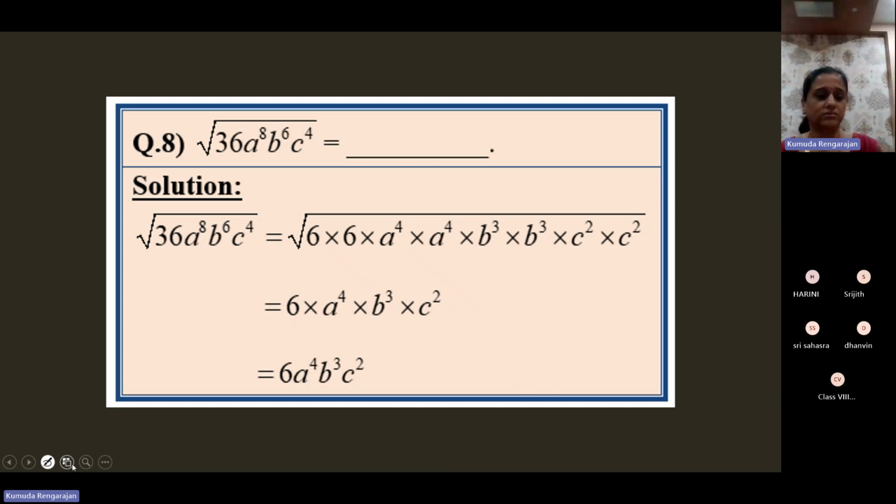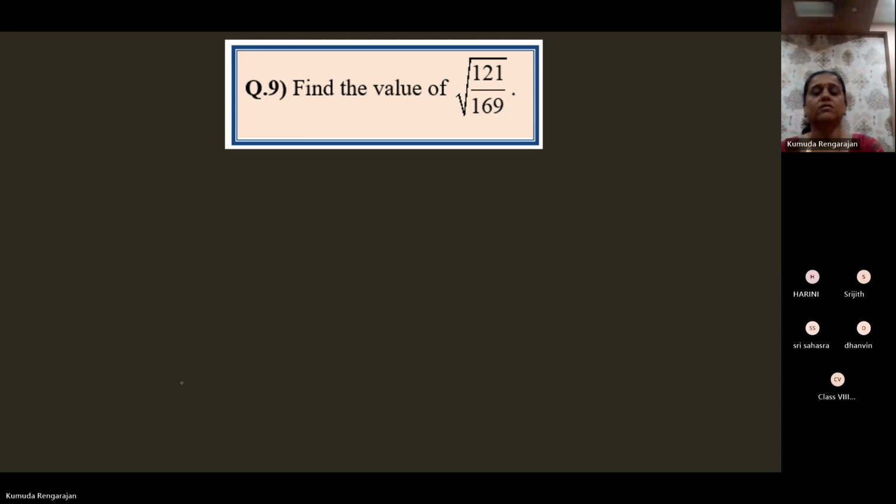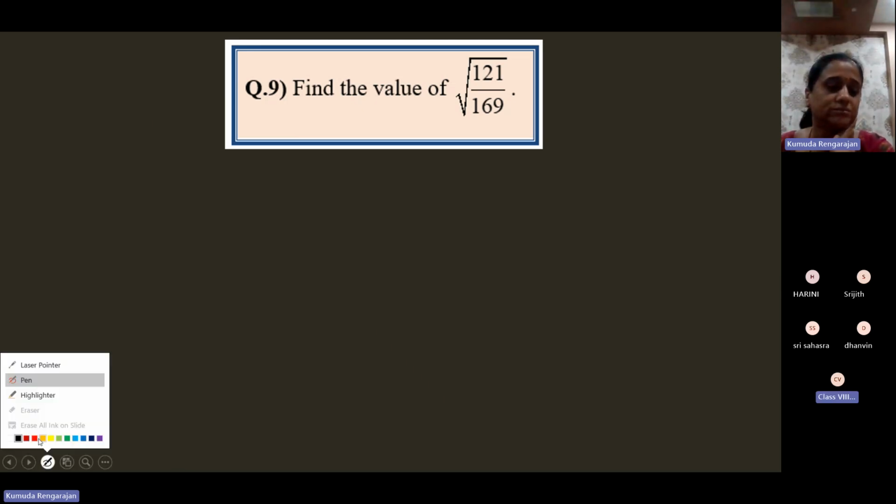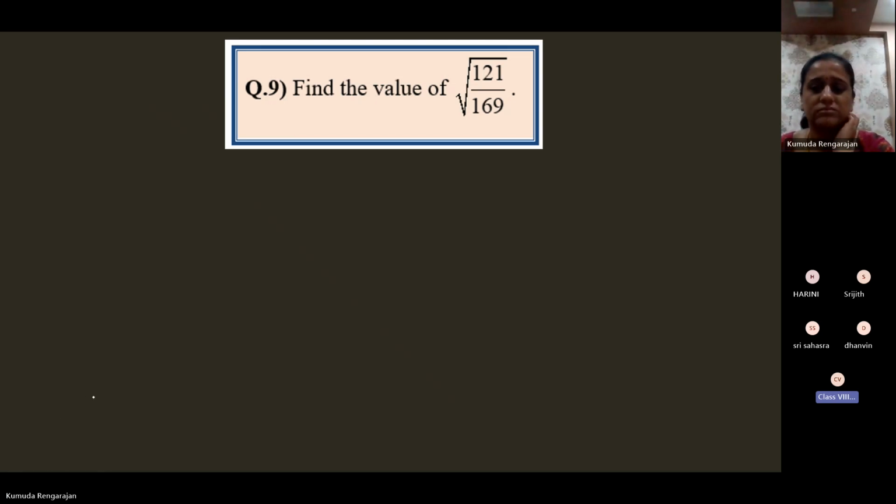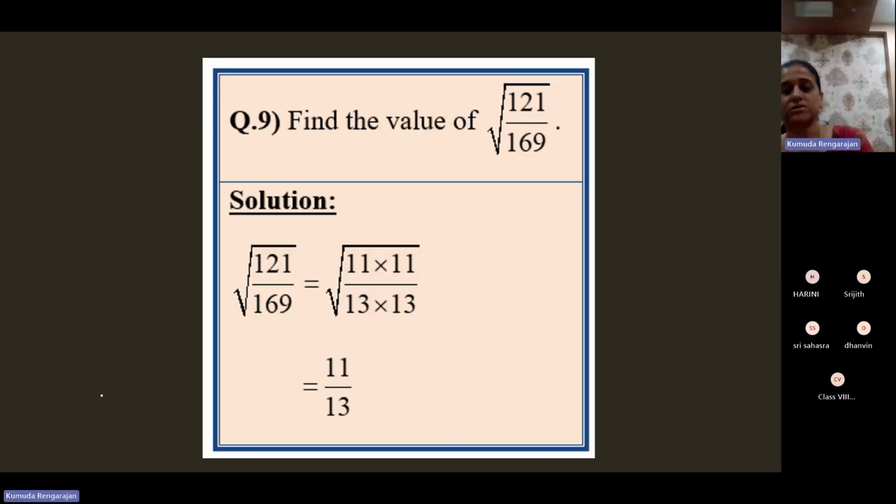So you can see the answer here. Okay. Find the value of square root of 121 by 169. What's the answer? Ma'am, can I tell? Yes, ma'am. So, the square root 121 by 169 will go to the square root of 121 by the square root of 169. So, the answer is 11 by 13. Correct. 11 by 13.